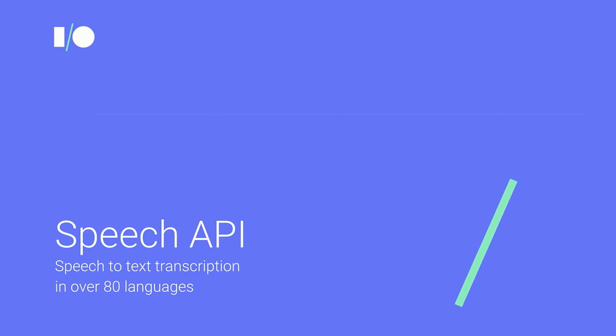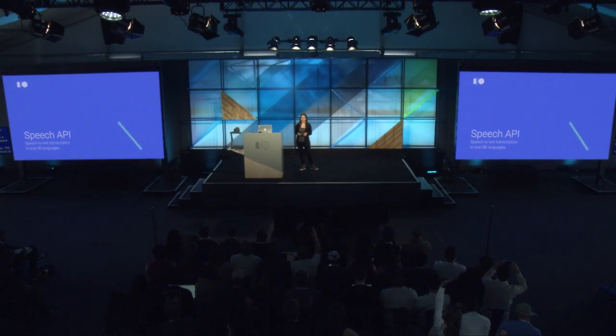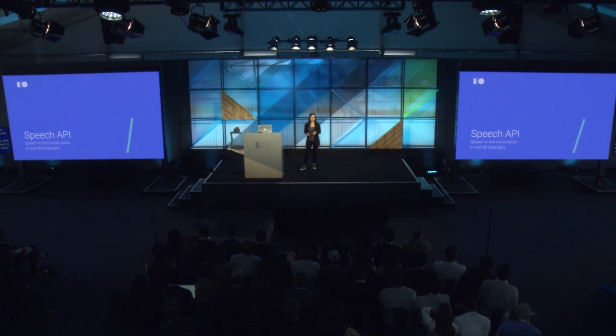So we talked about images. The next thing I want to talk about is speech. So how many of you have used the OK Google functionality on your phone? Looks like most of you. So what the Speech API does is it lets developers integrate that functionality into their own applications. Lets you do speech-to-text transcription in over 80 languages.